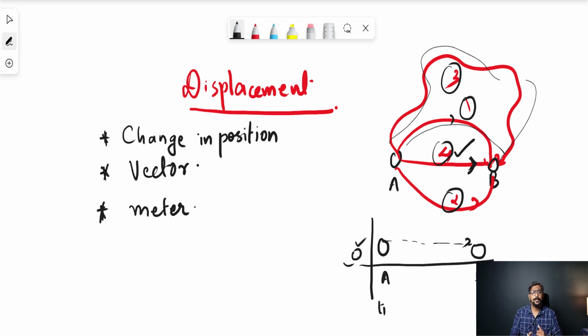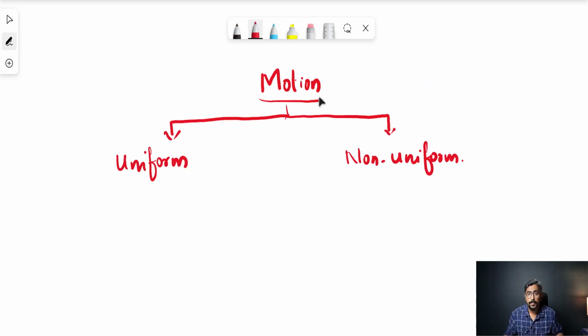Now we are going directly to motion. So what do you mean by movement of a particle, movement of a body, and motion of a body? Motion is of two types, that is uniform motion and non-uniform motion. So what do you mean by uniform motion?